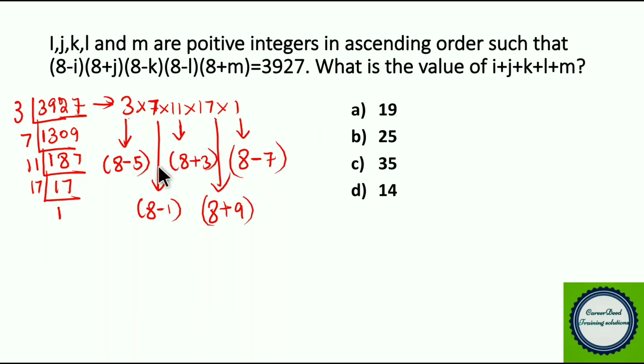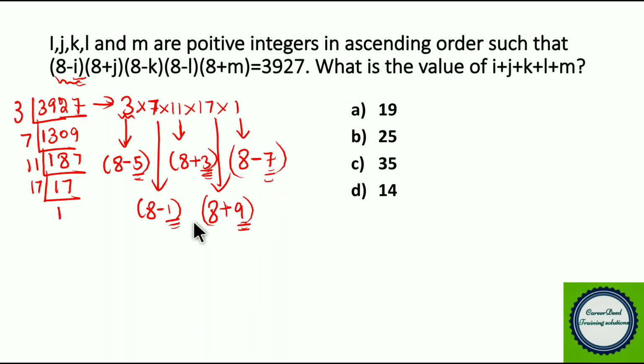Now you have identified the values of I, J, K, L and M, right? So this could be I, this could be J, this could be K, this could be L, and this could be M. In this way we have identified them, because while multiplying these numbers only, you will get 3927, and here 8 is constant for each factor. For example, if you take 8 minus I, if you want to get 3, then definitely you have to subtract 5 from it. So you have identified the value of I is 5 here. In this way you have identified all the 5 numbers.